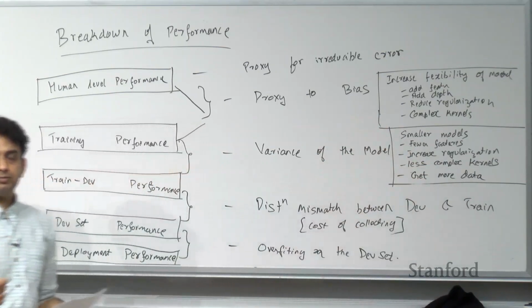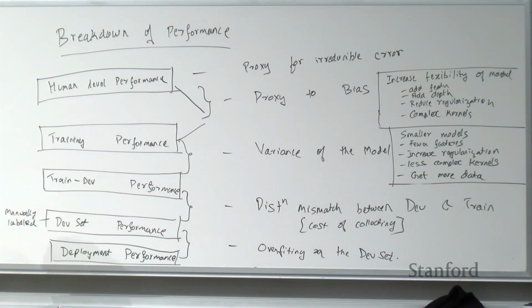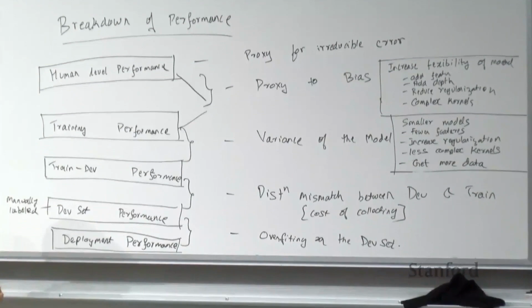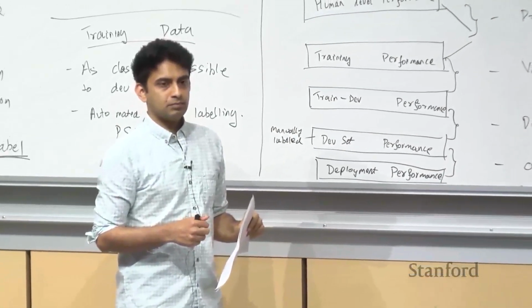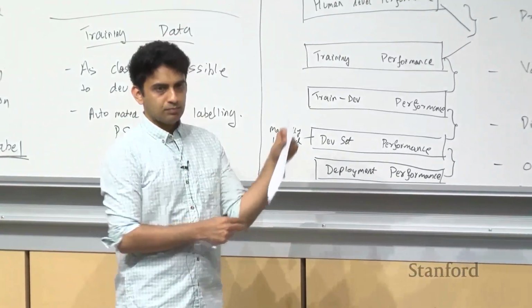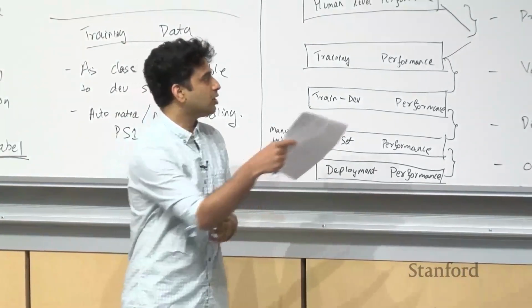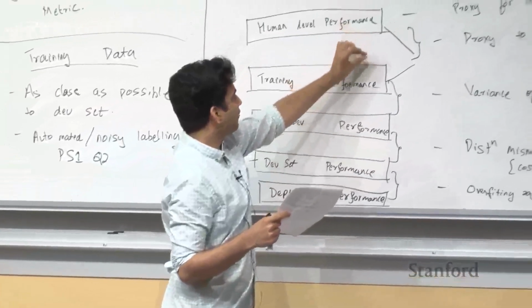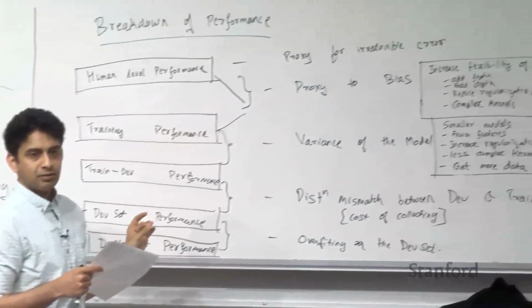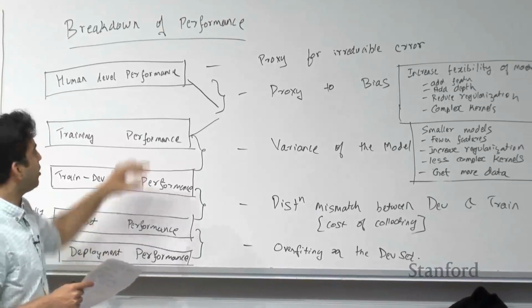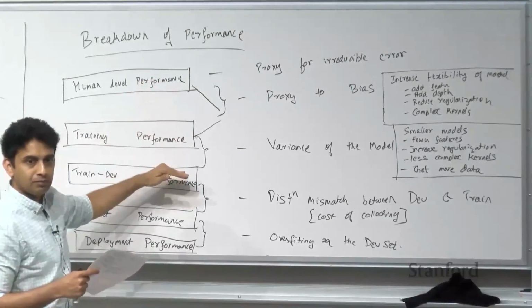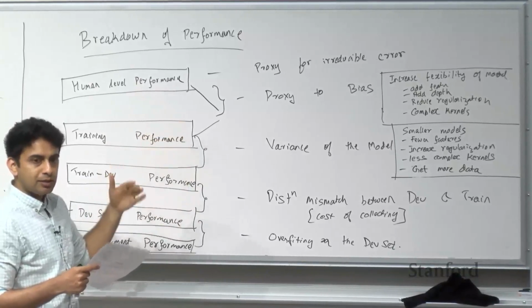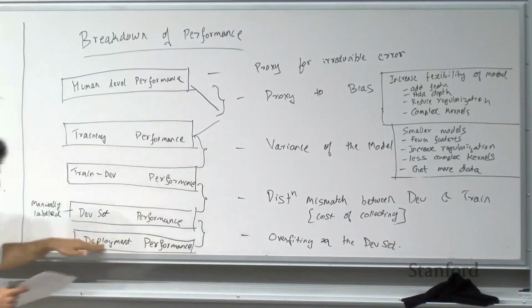So you know when to stop when both the gaps, human level performance minus training performance and training performance minus train dev performance, are equal? That's when the best you can do is make both bias and variance equal. So the question is, do we stop when this gap vanishes and that gap vanishes, which means all three are equal? The answer is no. Your goal should always be deployment performance.